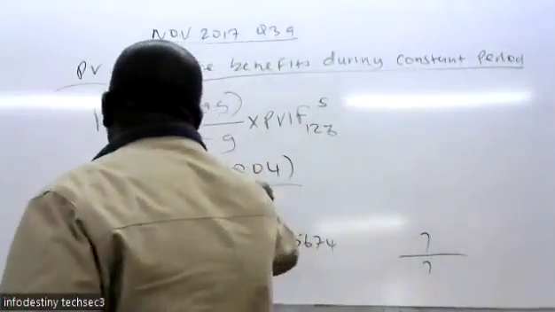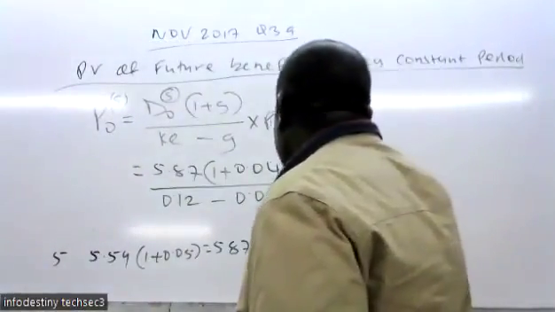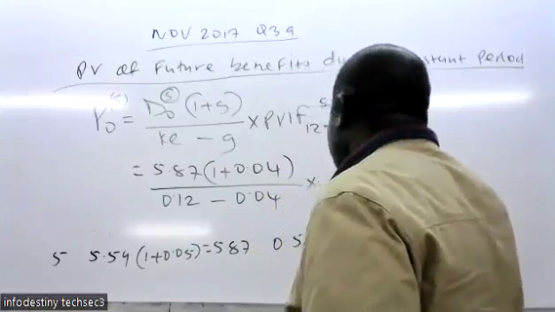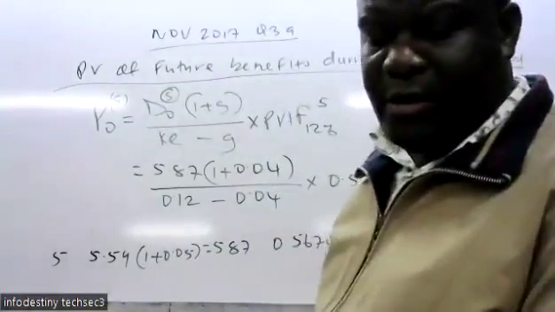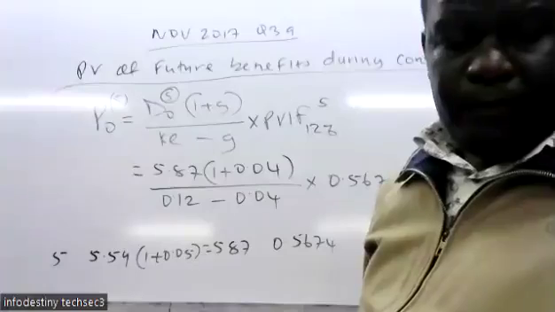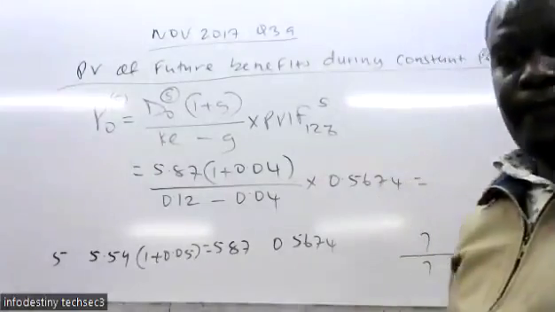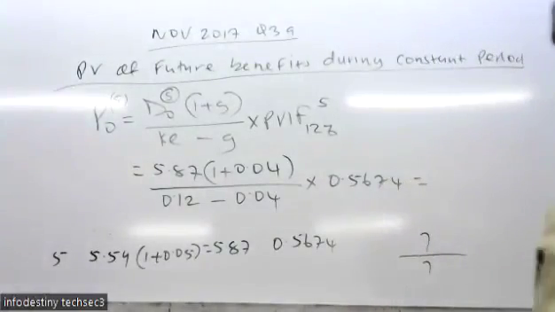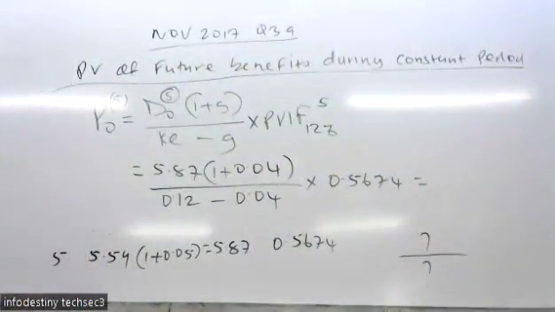So KE still remains 12%, 0.12. We also minus 0.04. But now 12% in year 5 is 0.5674. So you combine them like that, then you add the two figures together so that you get the value of the share. So you combine the two together: add the constant period plus the non-constant period.